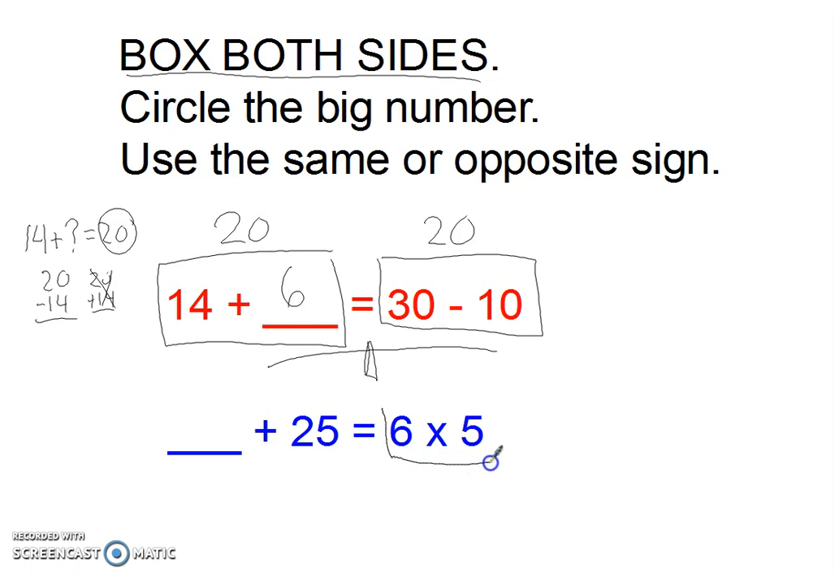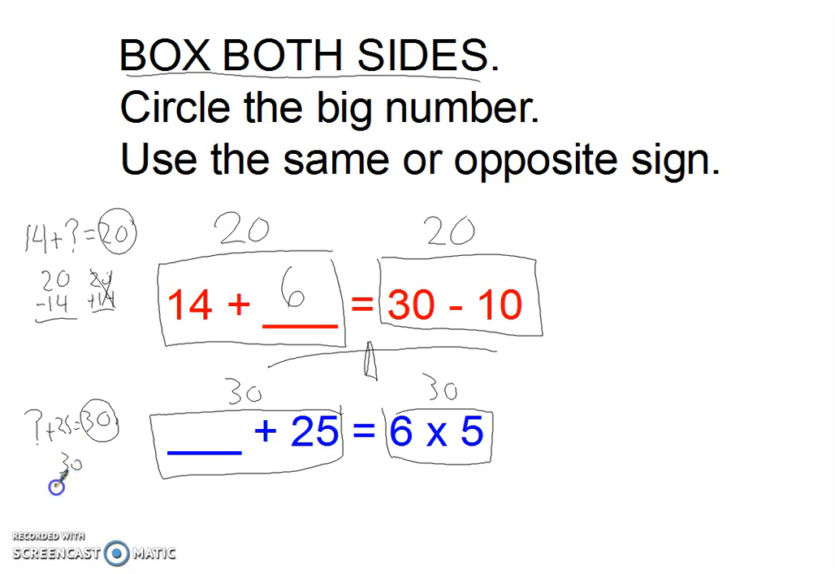Let's come down to the next one. Box both sides. 6 times 5 is 30, so this side also is equal 30. So we got something plus 25 equals 30. But when I add, I always end up with the big number. So I know I need something less than 30. So 30 minus 25 gets me a 5. So 5 plus 25 equals 30, and 6 times 5 equals 30.